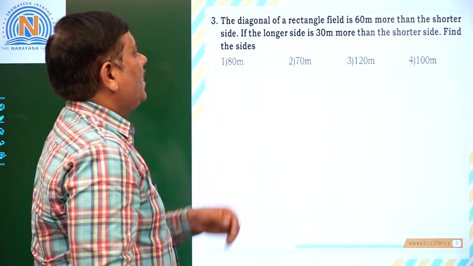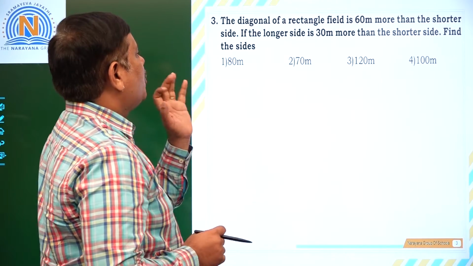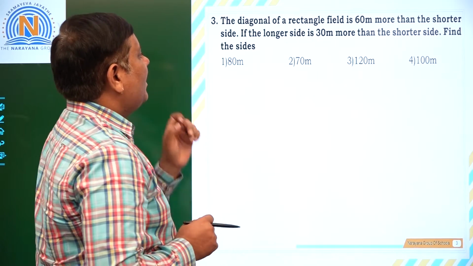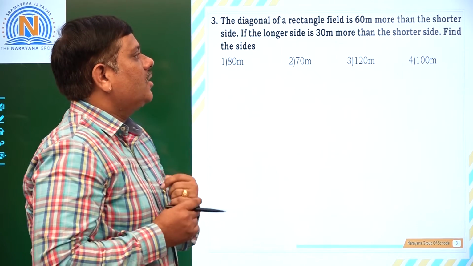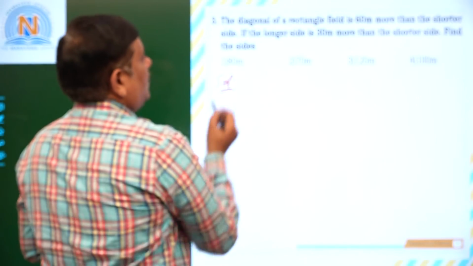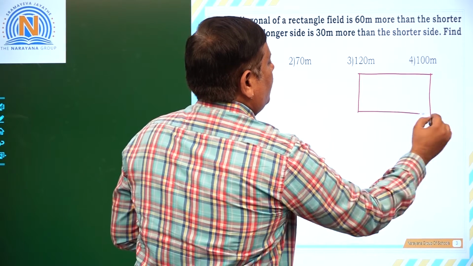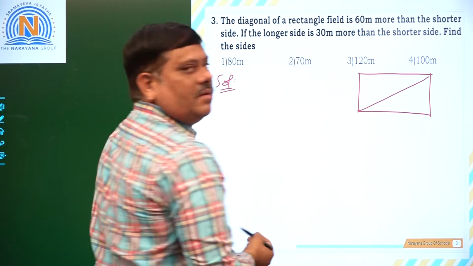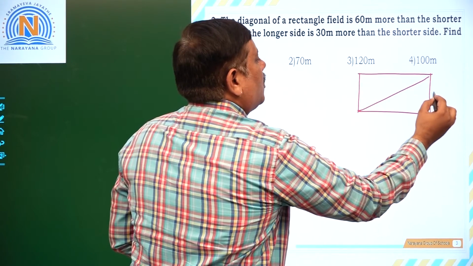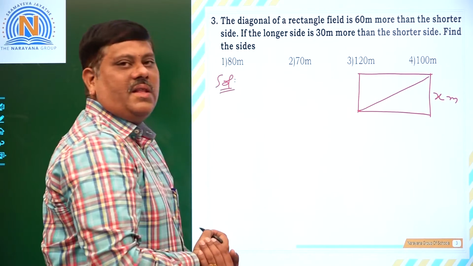The diagonal of the rectangle field is 60 meters more than the shortest side. Fine. The longer side is 30 meters more than the shorter side. Find the sides. Okay. What is given for us? If it is a rectangle, this is the diagonal, right? Let us suppose the shorter side is x meters. Shorter side is of length x meters.